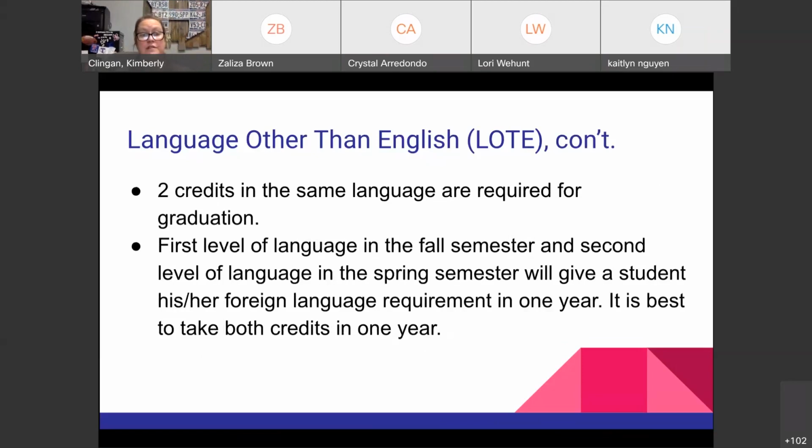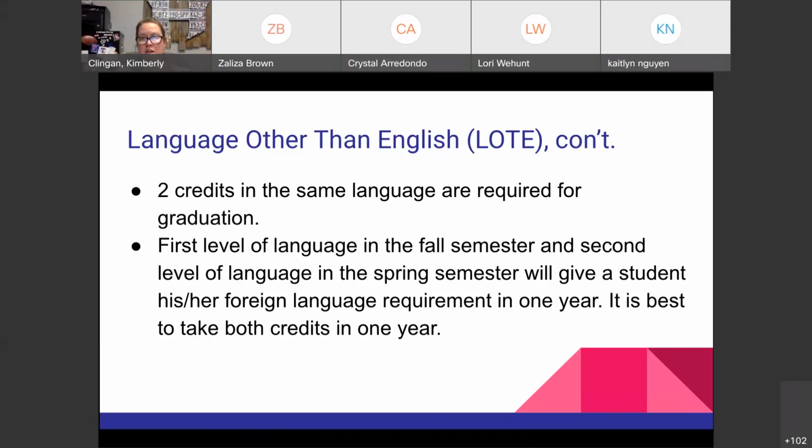Students have to have 2 credits of the same language for graduation. And since we're on block schedule, level 1 falls in the fall and level 2 falls in the spring. If your student signs up and says, oh, I'll do 1 in the fall and I'll just do 2 my junior year, well, that means they would have 1 in the fall and then 2 wouldn't fall until spring of their junior year. Losing the material is a real thing, that slide. So we don't have a whole lot of success with students who wait a calendar year between completing level 1 and starting level 2 of that same language. So it's best to take both credits in 1 year.